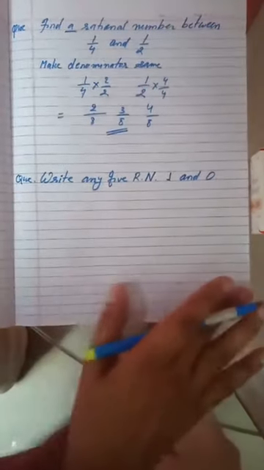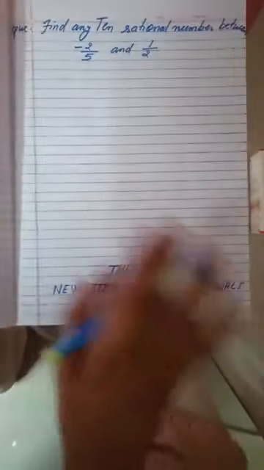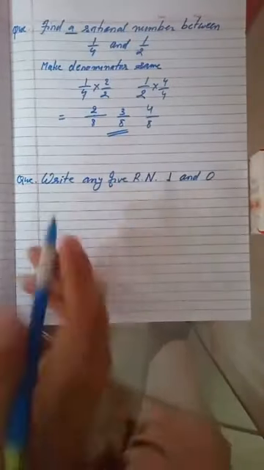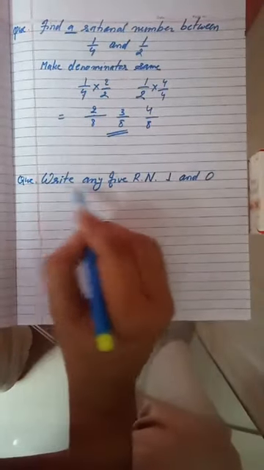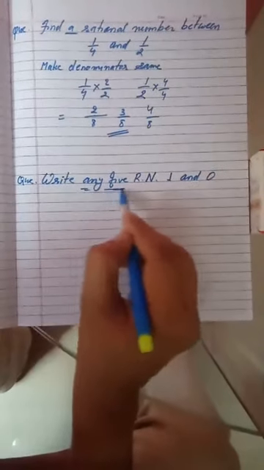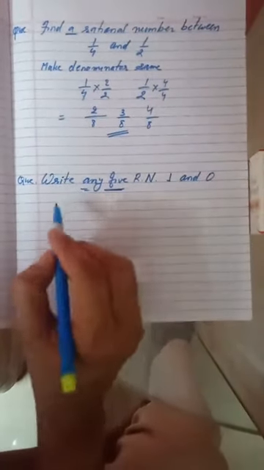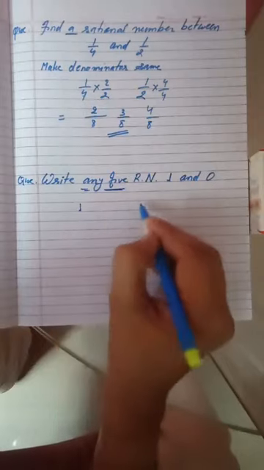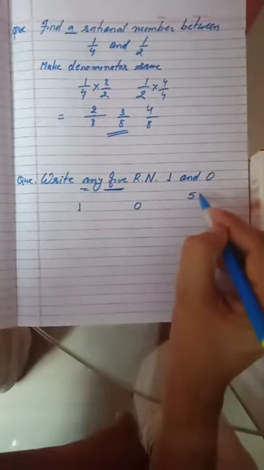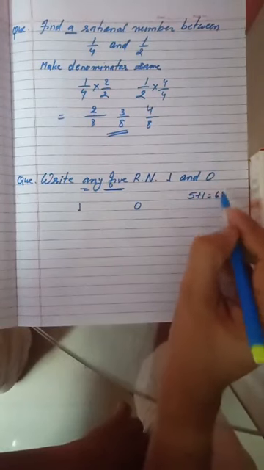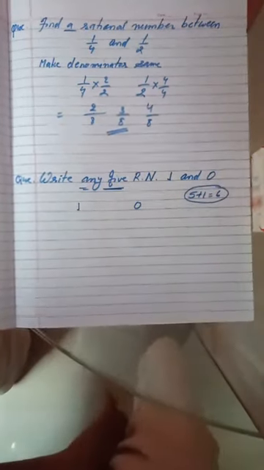Now this is the second last question I think, and this is the last question. Now you have to write any 5 rational numbers between 1 and 0. Your numbers are 1 and 0 and you have to find 5, so that means you have to do 5 plus 1 equal to 6. Keep this in your mind.